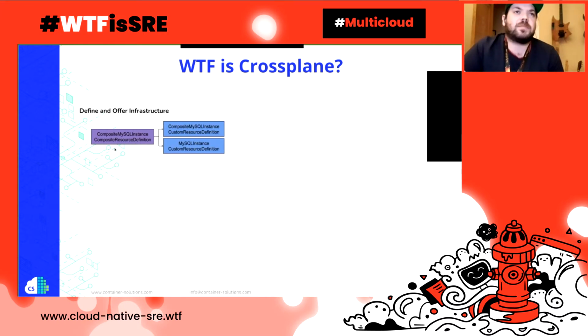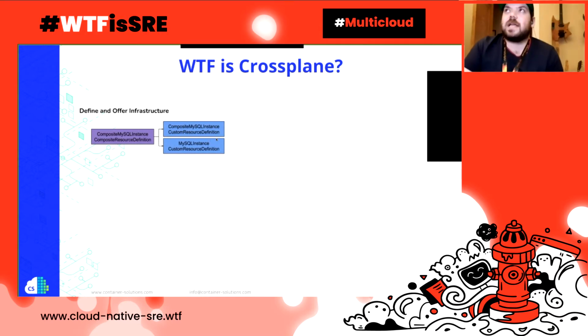This will be known sometimes as an XRD because CRD was already taken. So a composite resource definition defines the API that you want to present to your users, right? Once you create that composite resource definition, your cluster will create two CRDs as a result. So these custom resource definitions that get created, one of them is a composite resource, and the composite resource represents the actual infrastructure. And then the other one is a composite resource claim.